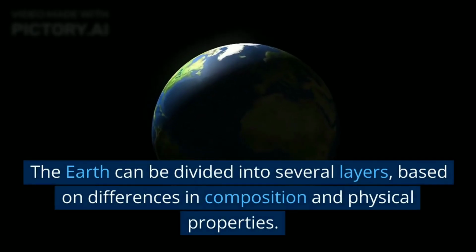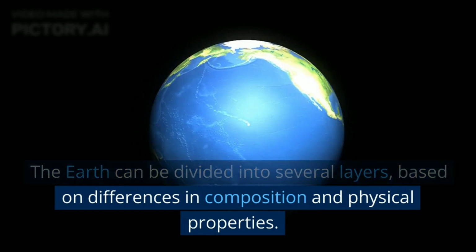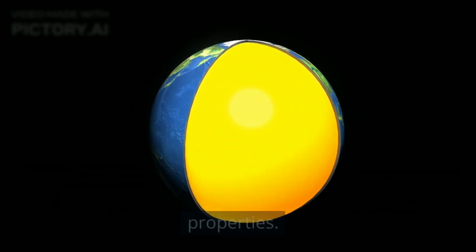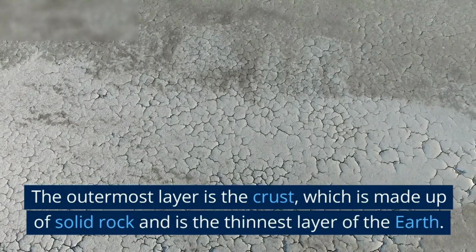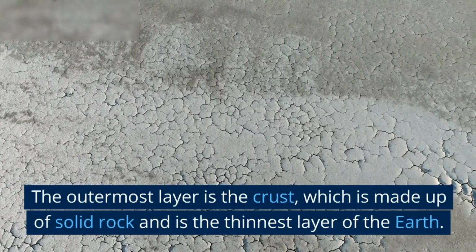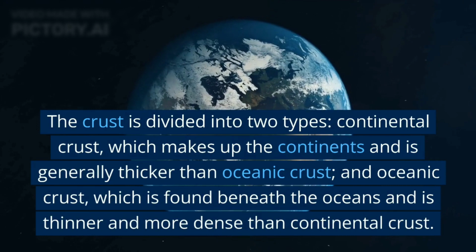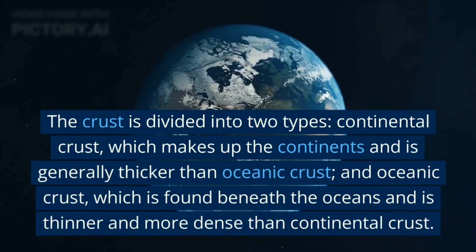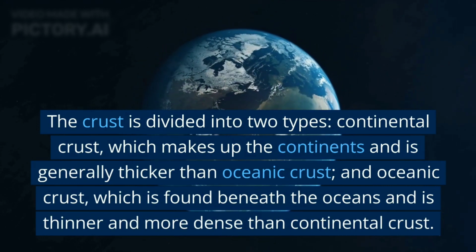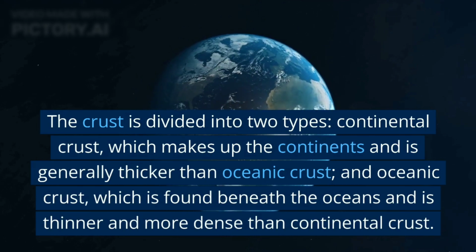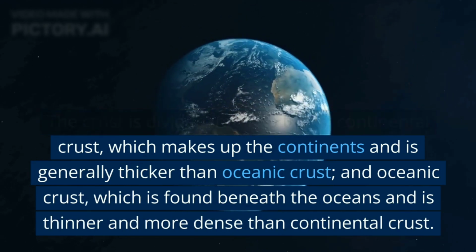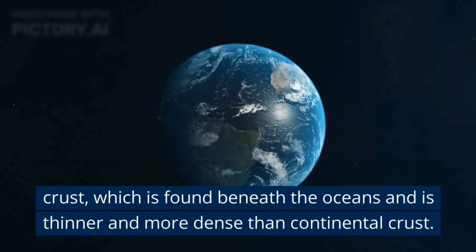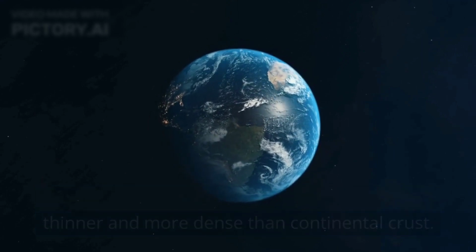The Earth can be divided into several layers, based on differences in composition and physical properties. The outermost layer is the crust, which is made up of solid rock and is the thinnest layer of the Earth. The crust is divided into two types. Continental crust, which makes up the continents and is generally thicker than oceanic crust. And oceanic crust, which is found beneath the oceans and is thinner and more dense than continental crust.